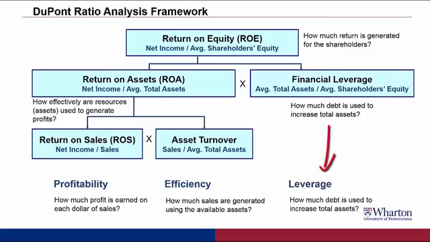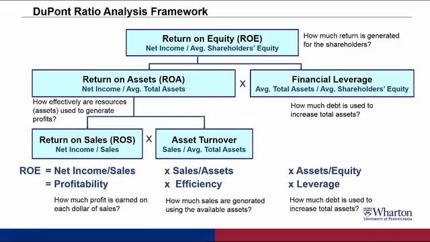Now, if we bring back down leverage, we can see the DuPont innovation was to notice that ROE, or return on equity, is equal to net income over sales times sales over assets times assets over equity. In other words, ROE equals profitability times efficiency times leverage. This decomposition will let us take a look at whether a company's advantages or disadvantages in their ROE is driven by their profitability, their efficiency, or their leverage.